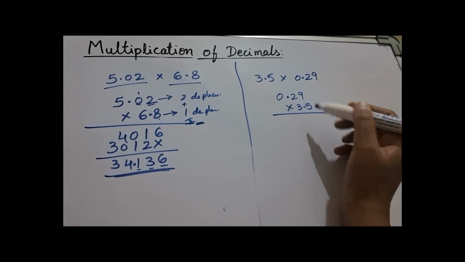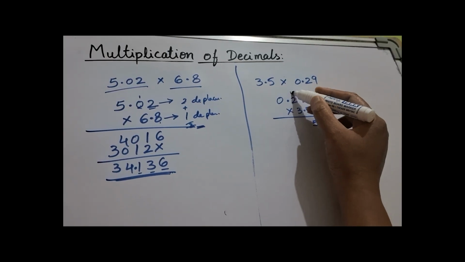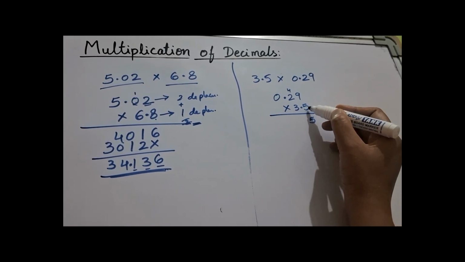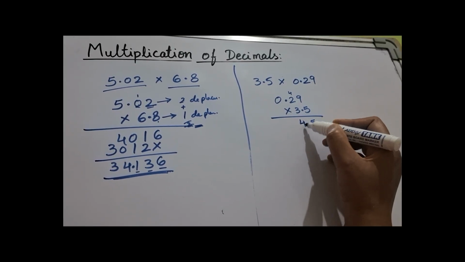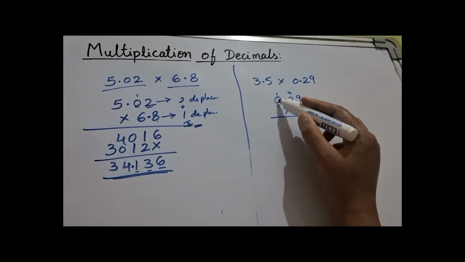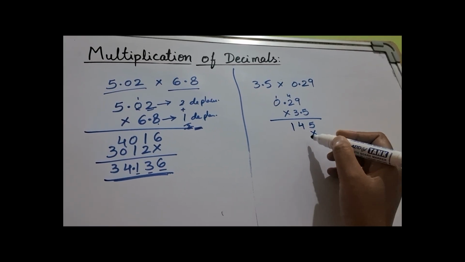Okay. 5 into 9, how much? 45. So 5 here, 4 carry. 5 into 2, 10. 10 plus 4, 14. 4, 1 carry. 5 zeros are 0 plus 1, that is 1. Okay. Now leaving this place.